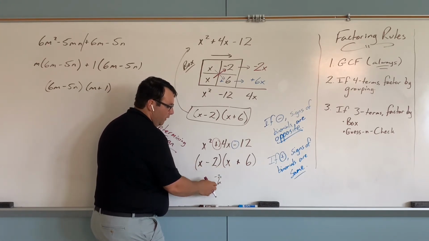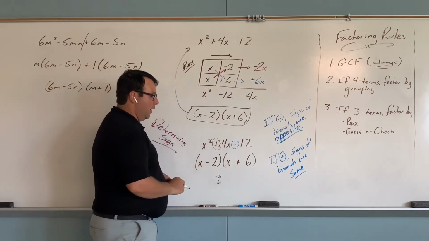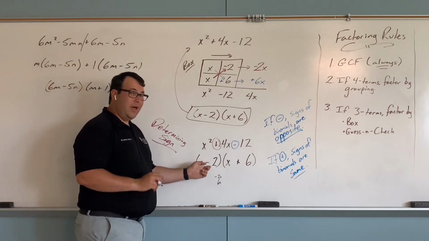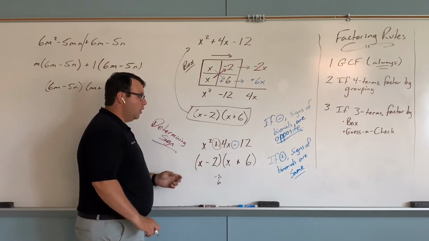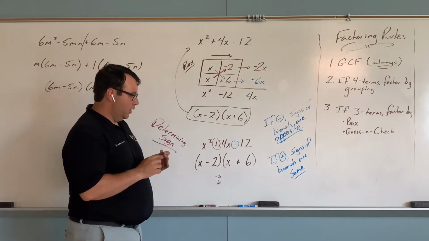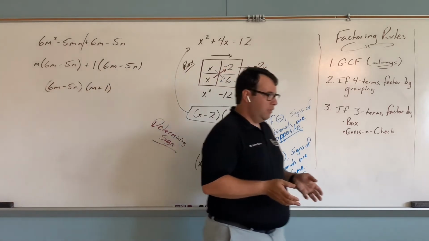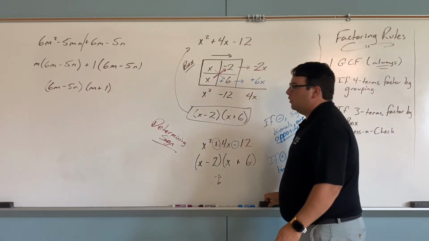The greater of these is 6x, hence this term gets the positive sign. Excellent. This sign was opposite because this was negative. So the determining sign goes to whichever is greatest. Now, that being said, that is all there is to really understanding how to factor trinomials.